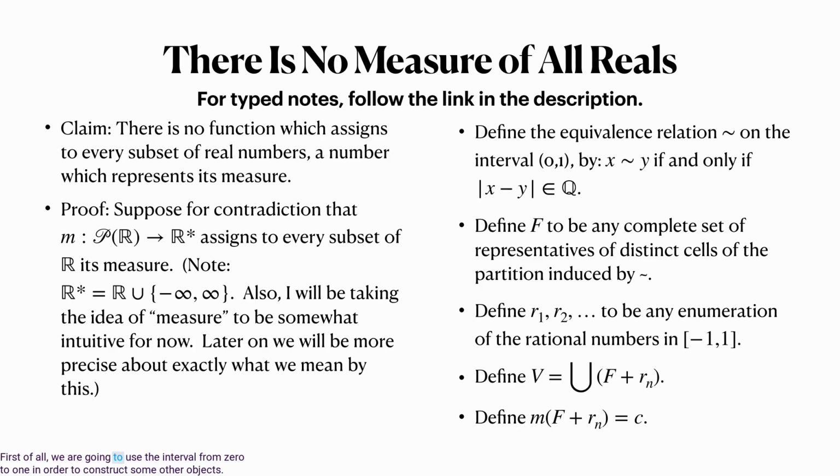First of all, we are going to use the interval from 0 to 1 in order to construct some other objects. I will call these other objects feathers, but they will be sets of real numbers. Then I will define another object called V, which will be the union over all of the feathers. Now, why do I call these sets feathers? I do so because if you depict them on the real line by making dashes where the elements are, you would draw a dense but gappy bunch of dashes, kind of like a feather.